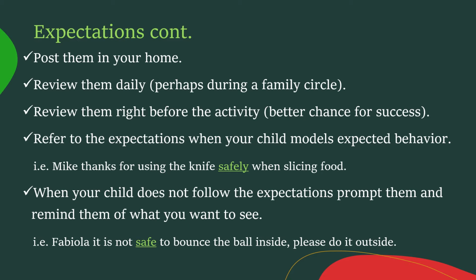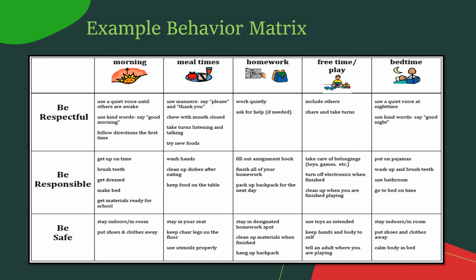And so you can say something like, "Fabiola, it's not safe to bounce the ball inside. Please do it outside." And so then if this was an expectation where you had previously said, being safe means we're not throwing balls or bouncing balls because they can break things, then when she does that, you remind her of that expectation. "This is nothing new, Fabiola. We've had this, we agreed upon this behavior," and that's how you encourage her to learn better ways to behave.